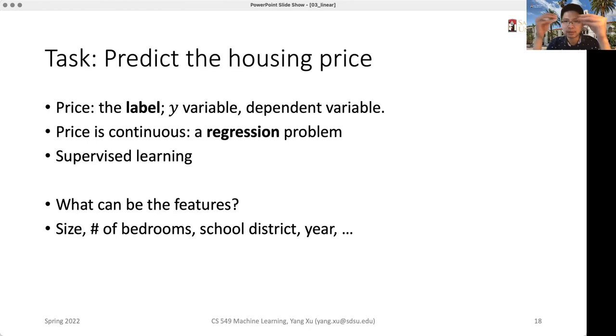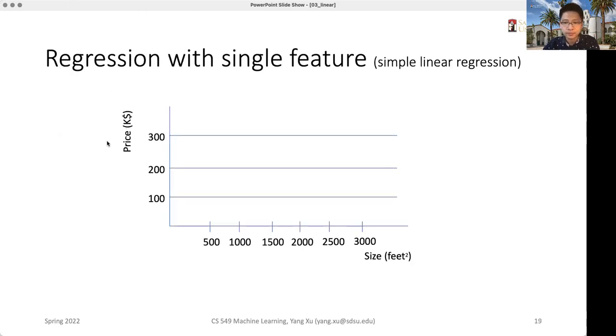So when we collect data, there will be a lot of features that will be closely related to the housing price. For example, the size of a house, the number of bedrooms, where it is located, the year of the building, right?